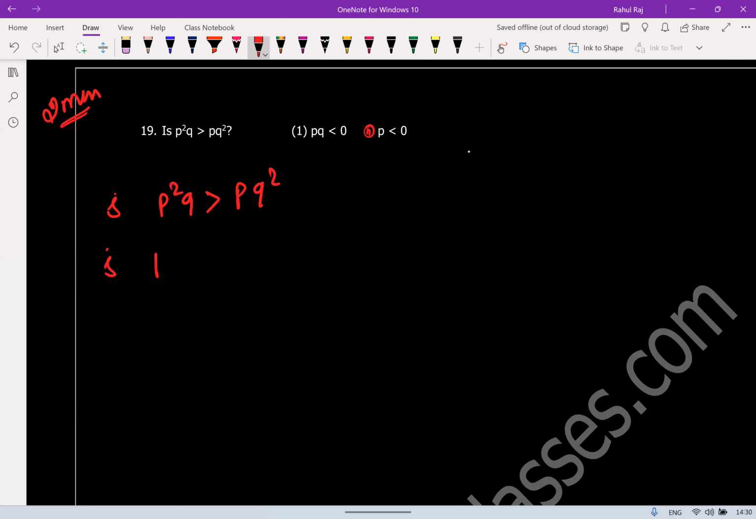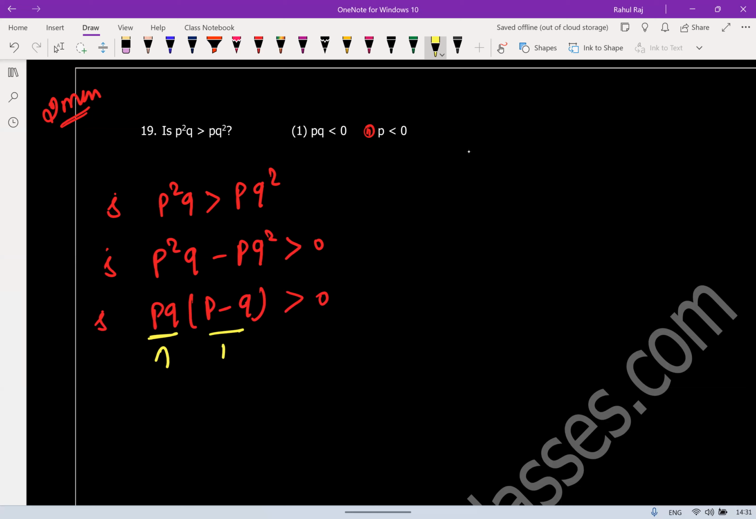So what I would do is that I'll bring it on the left hand side. P square Q minus PQ square is greater than 0. And now I would say it is PQ into P minus Q is greater than 0. Now the question seems to be completely in my authority because now I'm just trying to do is AB greater than 0 or not. Means the sign of A and B same or not. That is technically sign of PQ and P minus Q same or not.